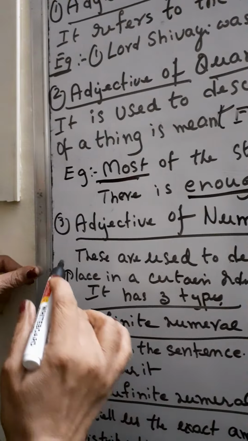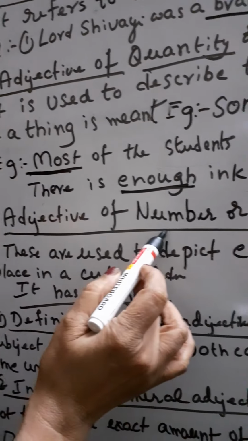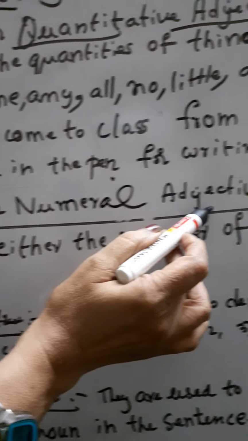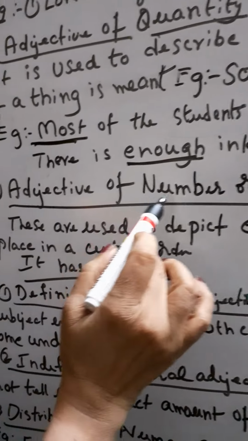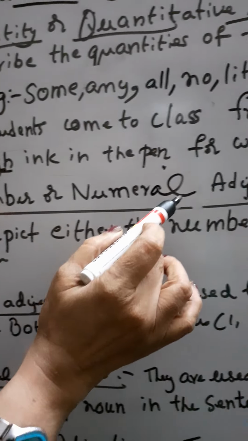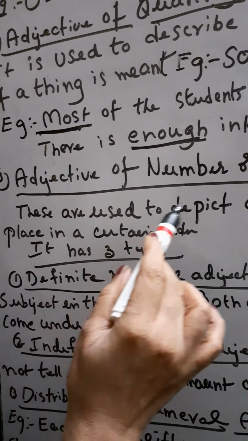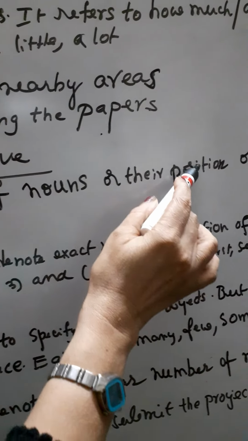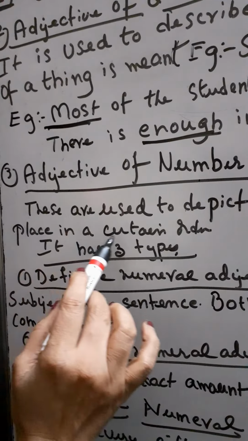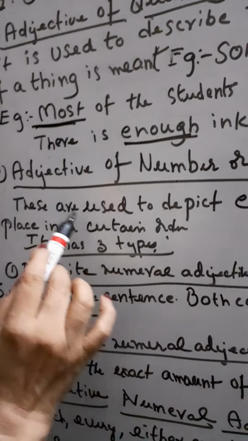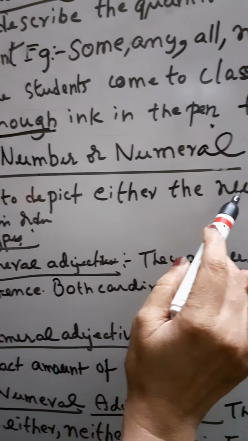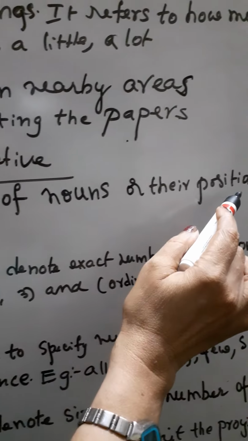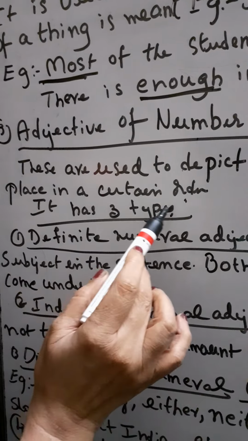Now, third one is adjective of number or numeral adjective. These are used to depict either the number of the nouns or their position or place in a certain order. It has 3 types.